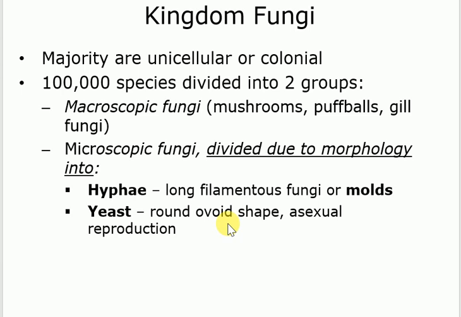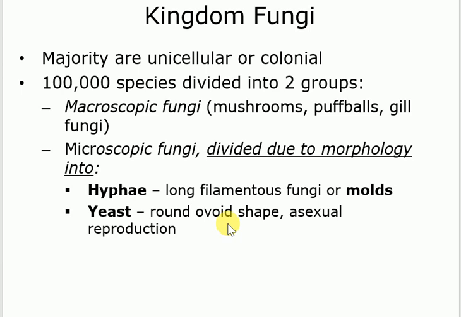So one fungus: macroscopic, big enough to see. Micro, you can't see, unless it is in a colony. The micro ones are the ones that we care about more, not the macro, the microscopic fungi. These are the ones that we are going to discuss in detail. These are the ones that are clinically important, okay?